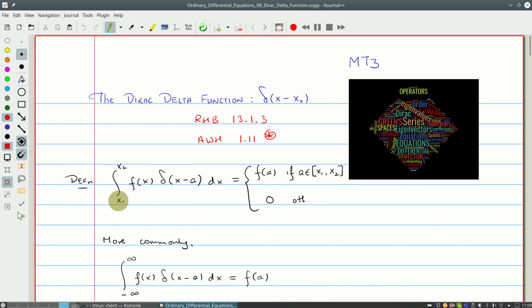So here's the definition of what the Dirac delta function does. If you have an integral from x1 to x2 of some function f of x times the Dirac delta function of x minus a, so now x naught is a, integrated over all x in this range, this is defined to be f of a if a is in the range x1 to x2, and it's 0 otherwise.